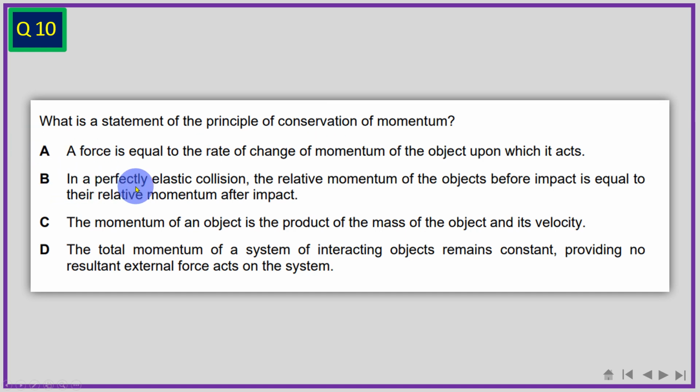B. In a perfectly elastic collision, the relative momentum of an object before impact is equal to the relative momentum after impact. Although the statement is true, again, it has nothing to do with the conservation of momentum. C. The momentum of the object is the product of the mass of the object and its velocity. Again, this statement is used to define momentum. It is not stating the principle of conservation of momentum. And D is the correct one. The total momentum of a system of interacting objects remains constant, providing no external forces act on the system. So D is the correct choice.